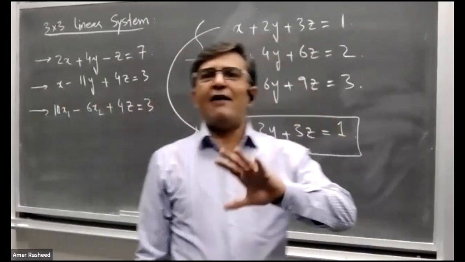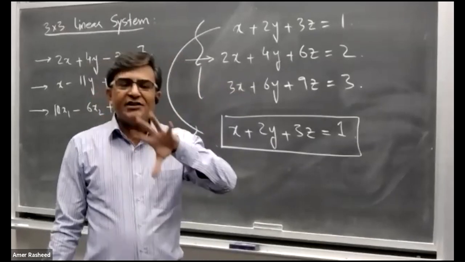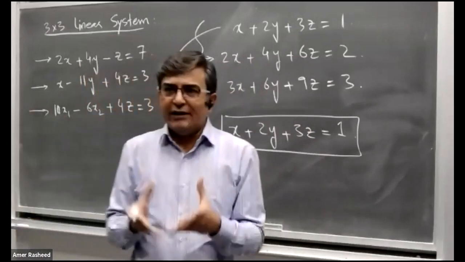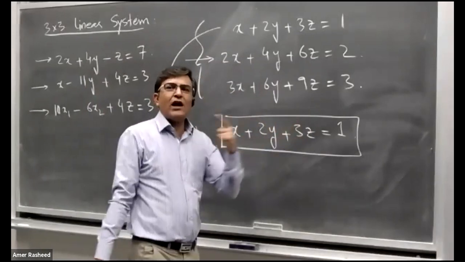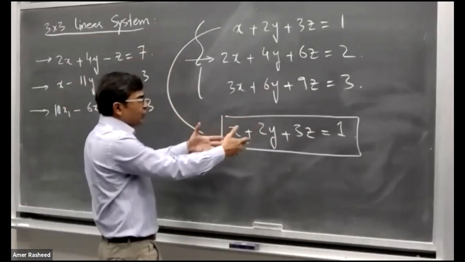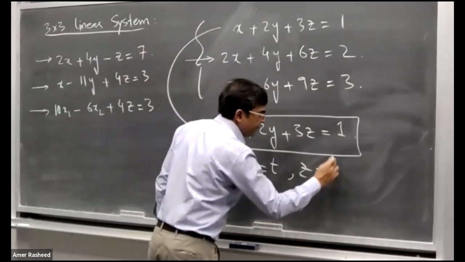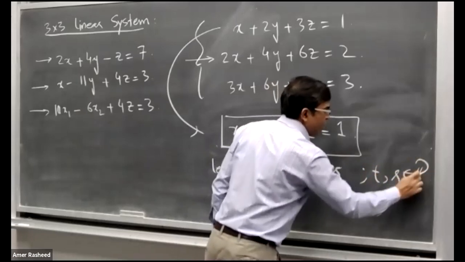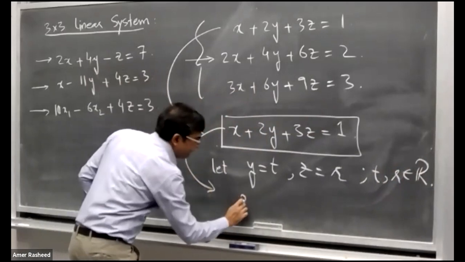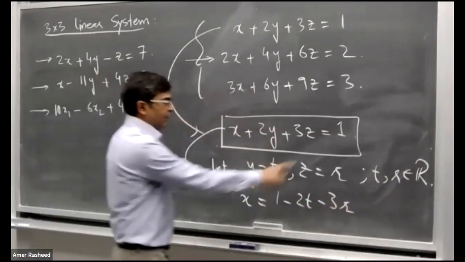I told you in the previous lecture that if we have three unknowns, we must have three equations to find all the three variables. If we have three unknowns and one equation, then we have to set two variables free. Any two of these you can set as free variables. I'm supposing that y is some free variable t and z is some free variable r, where t and r belong to R. Now if we set two of these three variables as free variables, then the third can be calculated. The value of x will be 1 minus 2t minus 3r, where t and r belong to R.